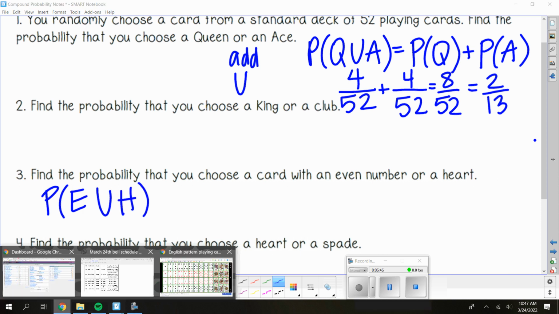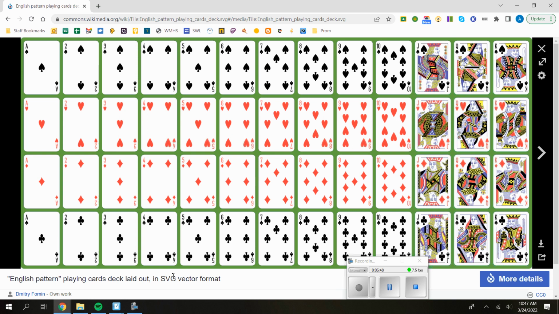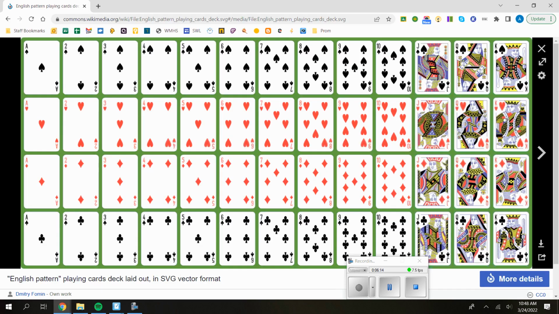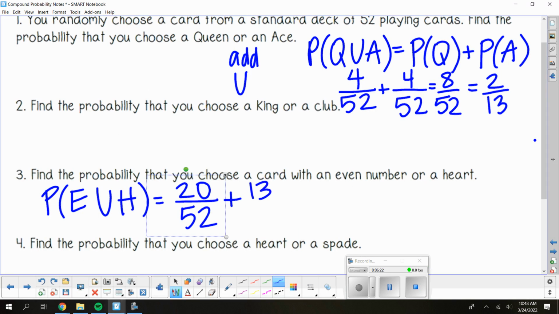Well, if I look at my deck of cards, even numbers, I have the 2s, the 4s, the 6s, the 8s, and the 10s. Jack, Queen, King, I'm not going to be able to associate those with evens. So I have 4 2s, 4 4s, 4 6s, 4 8s, and 4 10s. So 4 times 5, I have 20 total evens out of my 52 cards. I'm adding that to my probability of hearts. Well, in my hearts, that's a suit. So in my hearts, I have 13 hearts out of my 52 total cards.